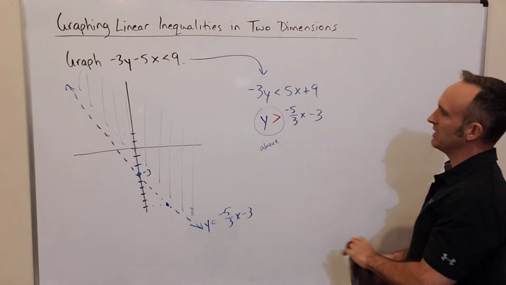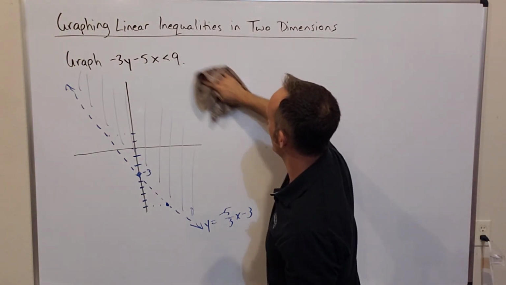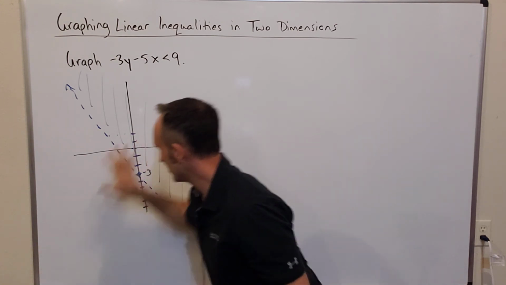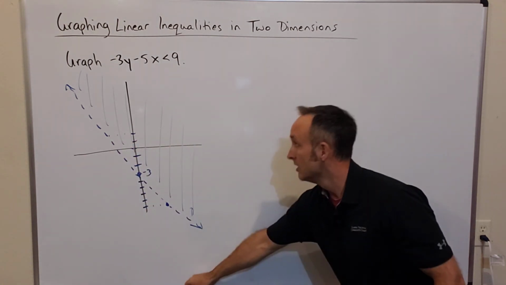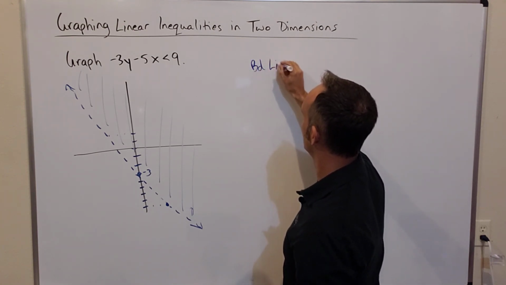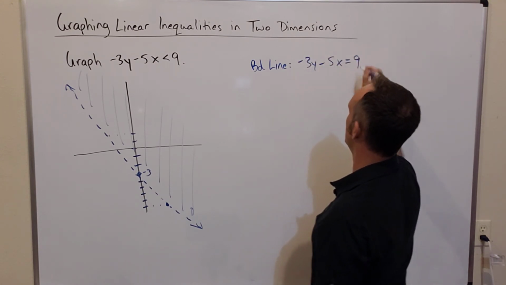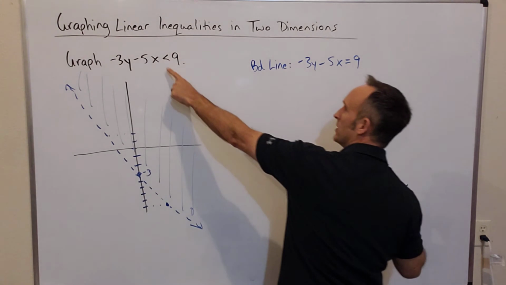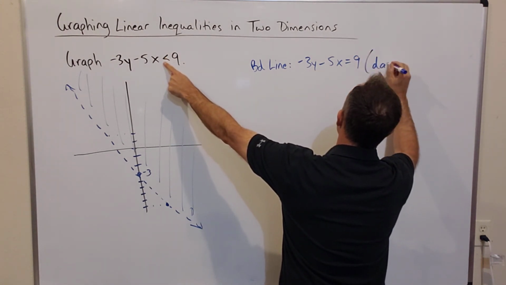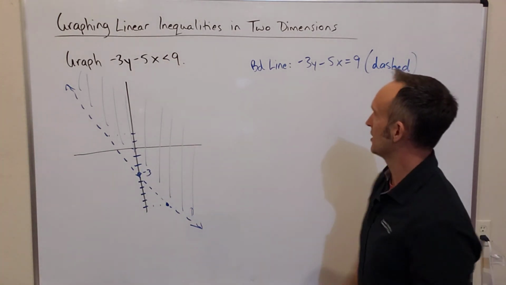Now let's do it using the standard form, okay? So I'll show you that. You'll get the same answer, so I'm not going to erase it. But the standard form, we look at the boundary line, which is negative 3y minus 5x equals 9. And since the original inequality does not include the equals, we know that this is going to be a dashed line. It's not included in our answer. Okay, so we've already got a dashed line.